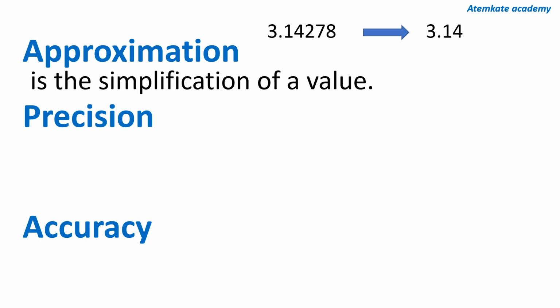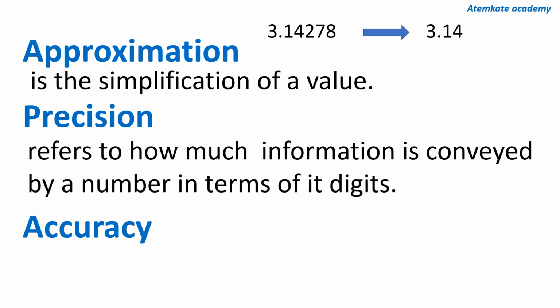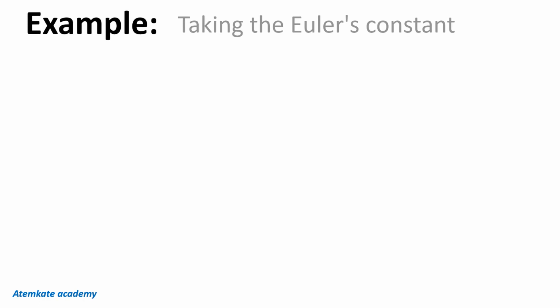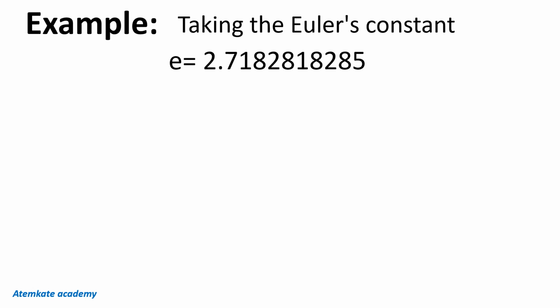Now, what is precision, accuracy, and how are they different from approximation? Precision refers to how much information is conveyed by a number in terms of its digits. Whereas accuracy is a measure of correctness, that's how close the measured value is to the true value. For example, let's take Euler's constant, which is equivalent to this value. We are taking this value to be our target value. Supposing we are conducting an experiment to obtain the said value of the Euler constant.